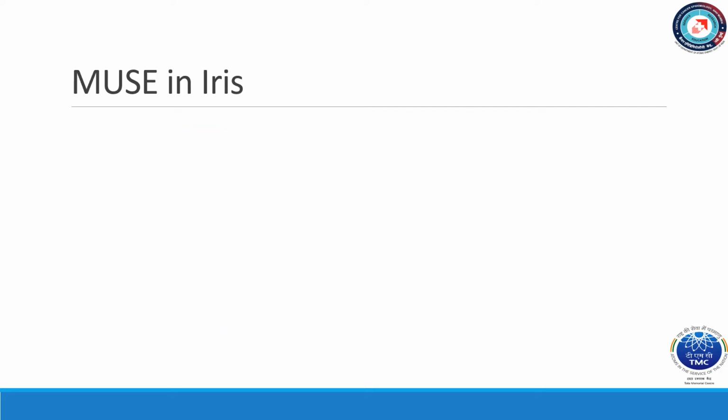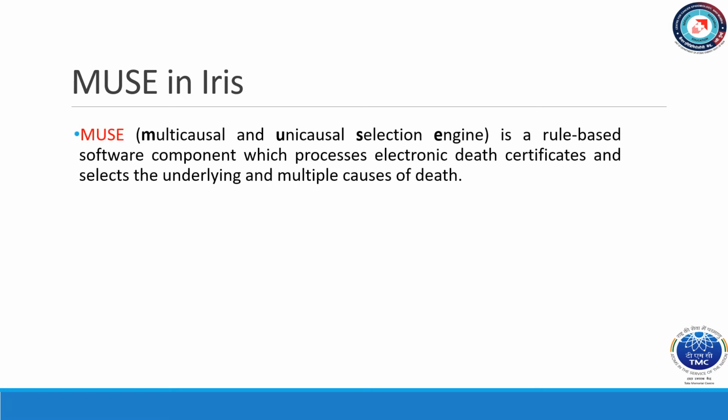Let me first start by explaining what Muse is in Iris. Muse stands for the Multi-Causal and Unicausal Selection Engine. It is a rule-based software component which processes electronic death certificates and selects the underlying and multiple causes of death.